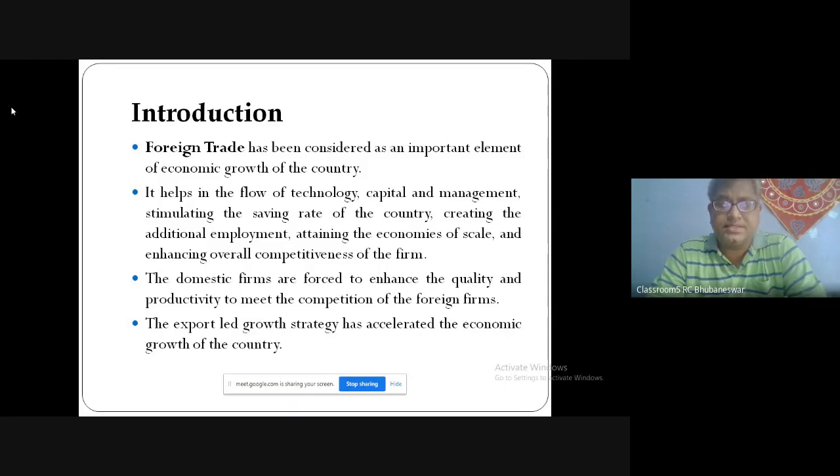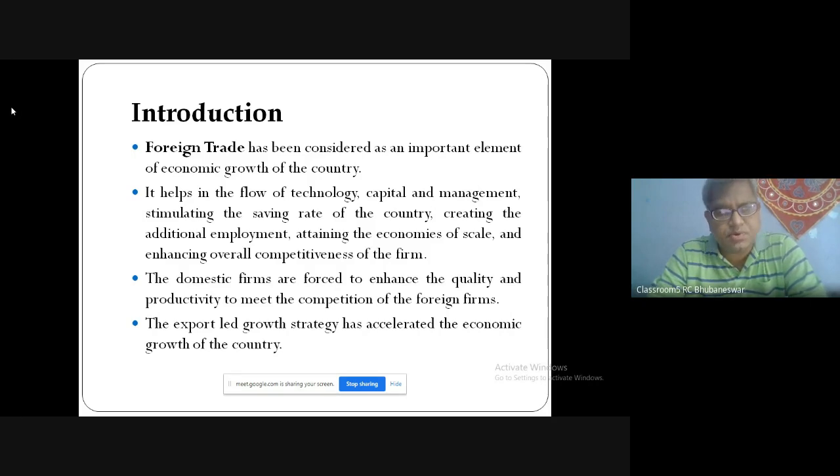But before going through the international environment, I want to point out that business is a combination of two words: trade and commerce. If you are talking about trade, there are two types: one is international trade, another one is foreign trade. You may call it internal trade or external trade. Foreign trade is considered an important aspect of the economic growth of the country.